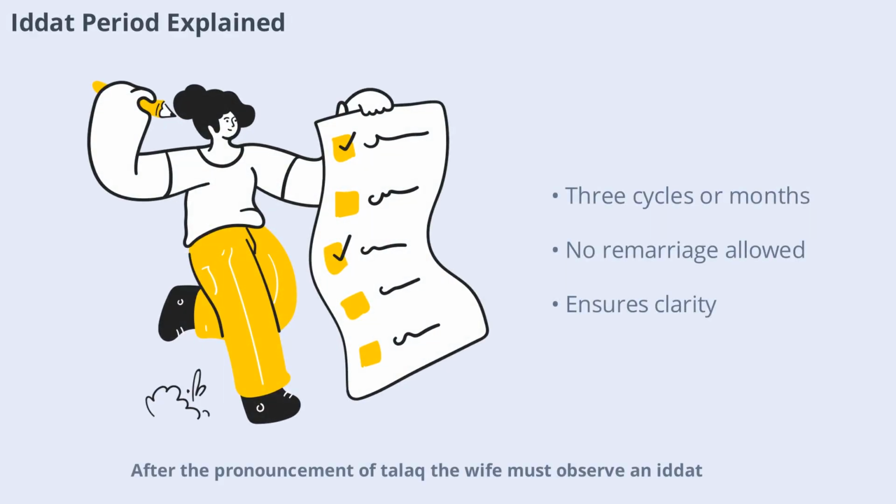After the pronouncement of talaq, the wife must observe an iddat or waiting period. This lasts for 3 menstrual cycles, 3 lunar months, or 4 months and 10 days if the husband has died.